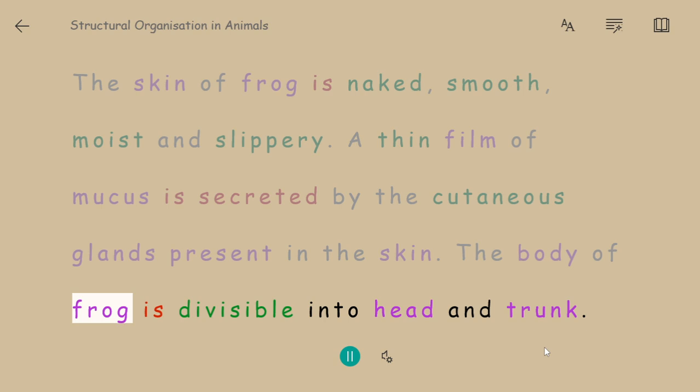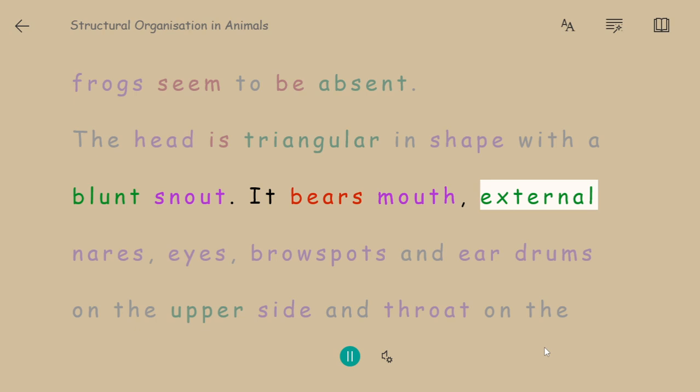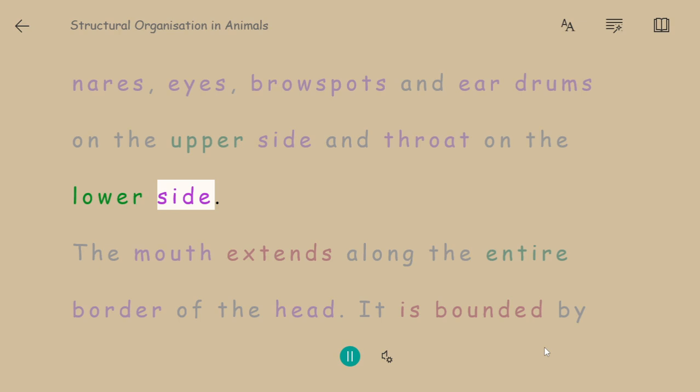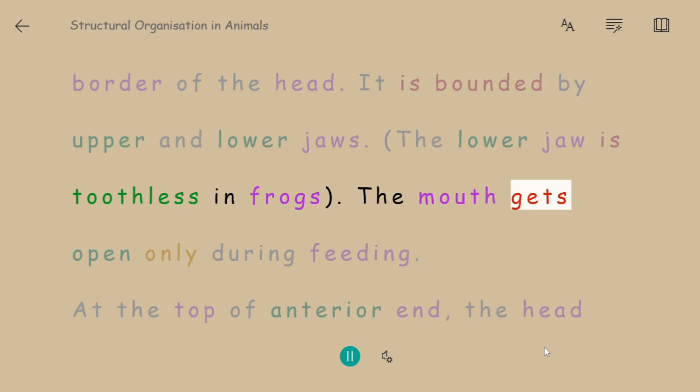The body of frog is divisible into head and trunk. It is to be noted that neck and tail in frogs seem to be absent. The head is triangular in shape with a blunt snout. It bears mouth, external nares, eyes, brow spots and ear drums on the upper side and throat on the lower side. The mouth extends along the entire border of the head. It is bounded by upper and lower jaws. The lower jaw is toothless in frogs. The mouth gets open only during feeding.